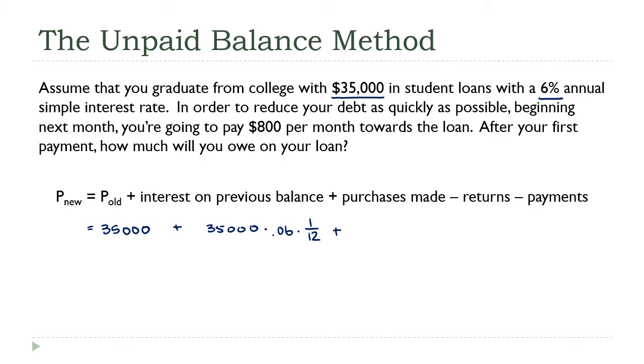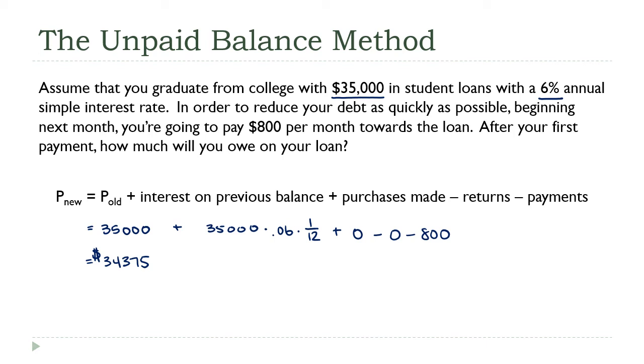Plus, we didn't make any purchases. You're done. You graduated, so the balance didn't go up at all. Minus, there were no returns, and you did make an $800 payment. Right, so now we go to our calculator, and your new balance at the beginning of the second month is $34,375.